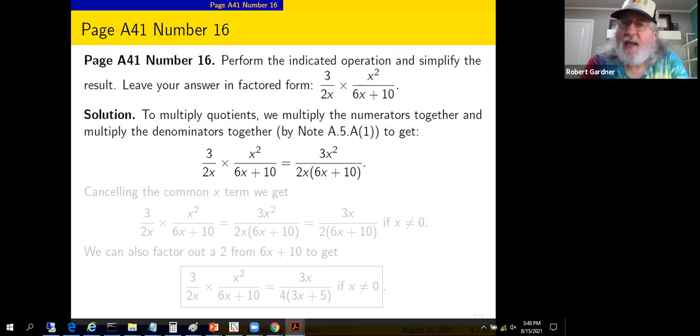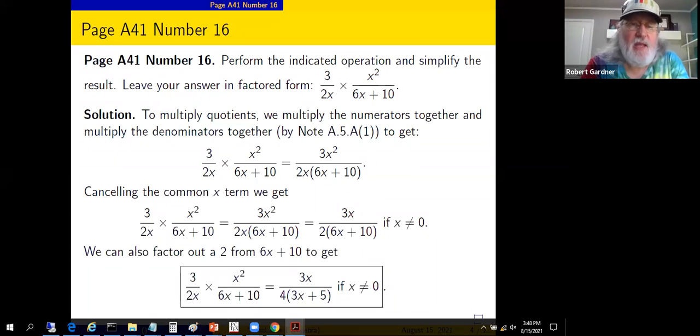Now, can we cancel some stuff? Are there things common to the numerator and denominator? Can we simplify? Yeah. There's an x that's common to the numerator and denominator. Here's where we left off in the computation. So we can take one of these x's and cancel it with this x. Cancel the x, and that produces this. Oh, provided x is not 0.